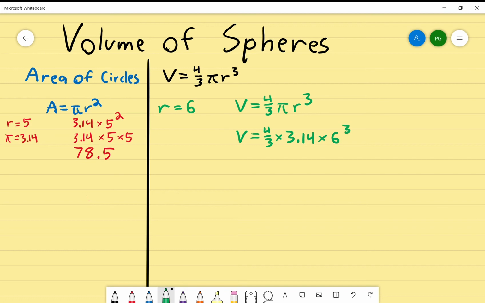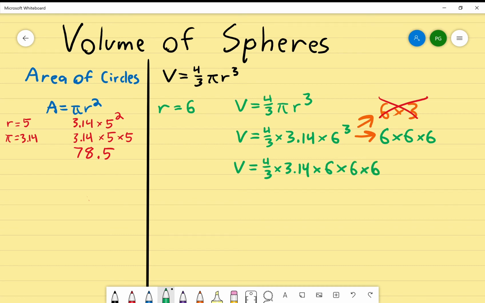the 3rd power. Now just in case you don't know how to do 6 to the 3rd power in your calculator, let's write it out. 6 to the 3rd power is not 6 times 3. That is completely wrong. It is 6 times itself 3 times. So it's going to be 6 times 6 times 6. Now if we write it out, volume equals 4/3 times 3.14 times 6 times 6 times 6. Perfect. All you have to do is multiply these numbers together.